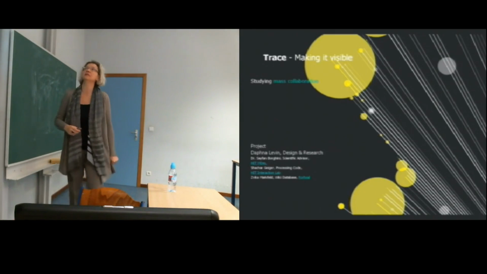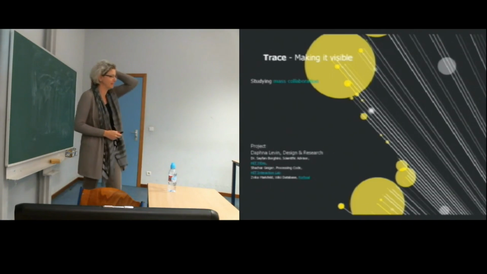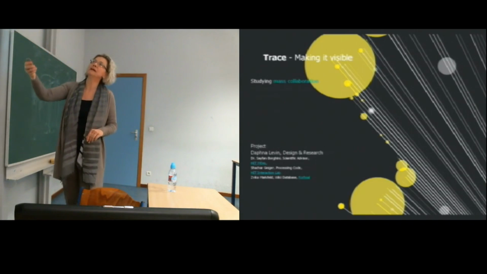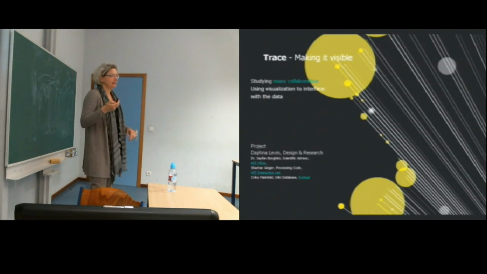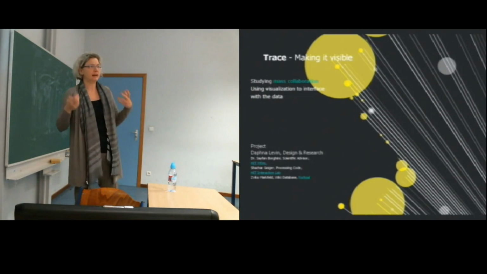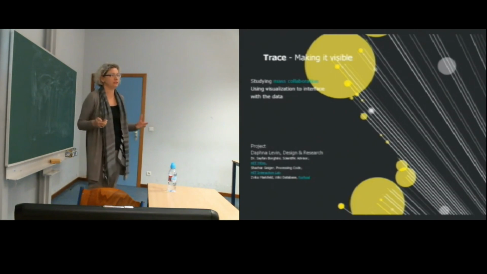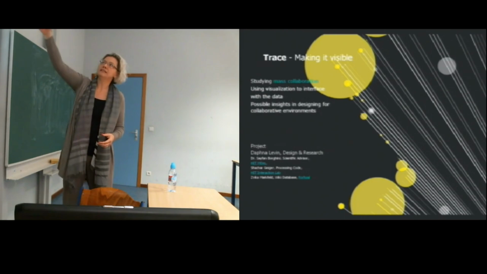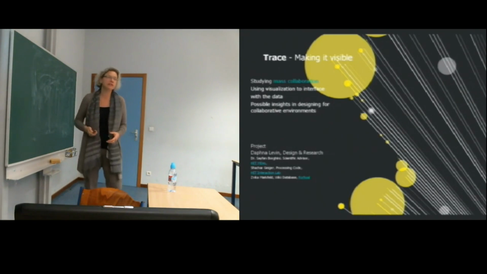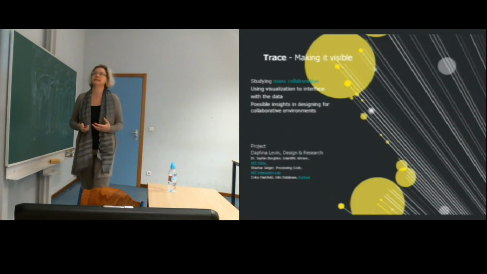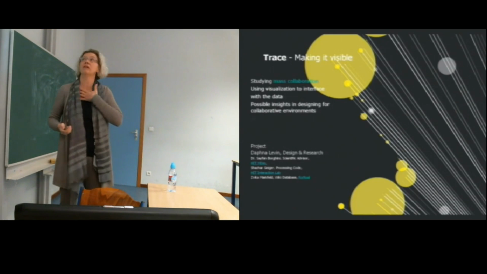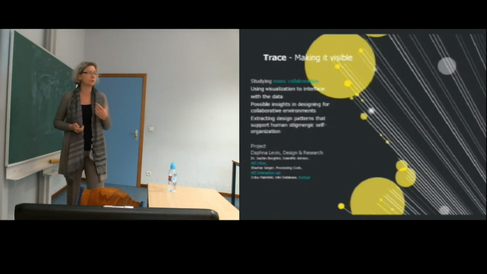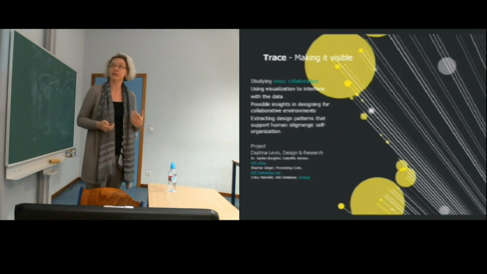So the first one was a visualization. It's called Trace. From Daphne Levin, which was about trying to use design to create a tool to study mass collaboration in a fashion which is not deadly. So to use visualization to interface with the data and to see if we can extract possible insights in designing for collaborative digital environments and to extract design patterns that support Stigmergic collaboration between humans.